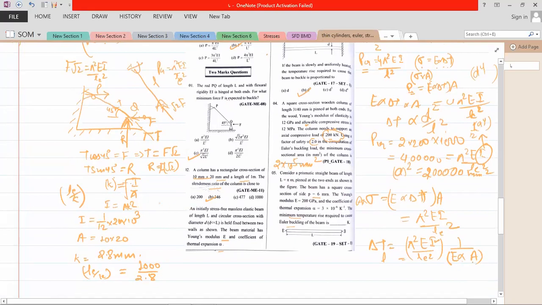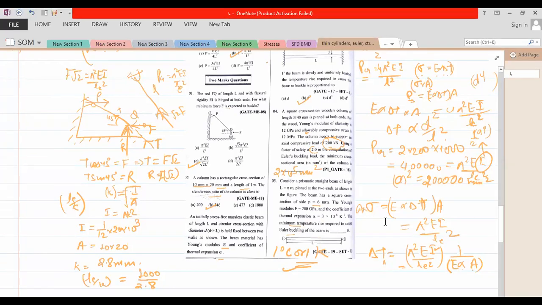1 degree Celsius or 1 degree K. Sorry, not degree, 1 K. So this is your solution for Euler buckling. So in Euler, if anyone has any doubt, please ask.